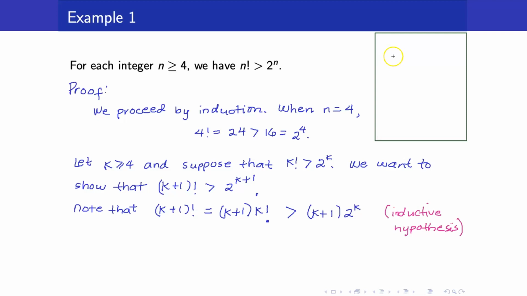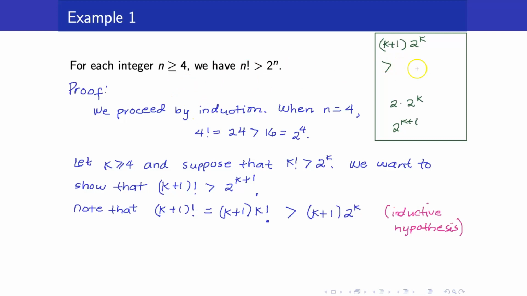Let us have some scratch work here. We already have k plus 1 times 2 to the k, and we want to end up with 2 to the k plus 1, this one. We write 2 to the k plus 1 as 2 times 2 to the k. So therefore, all we have to do is to show that k plus 1 is greater than 2. Is it true that k plus 1 is greater than 2?